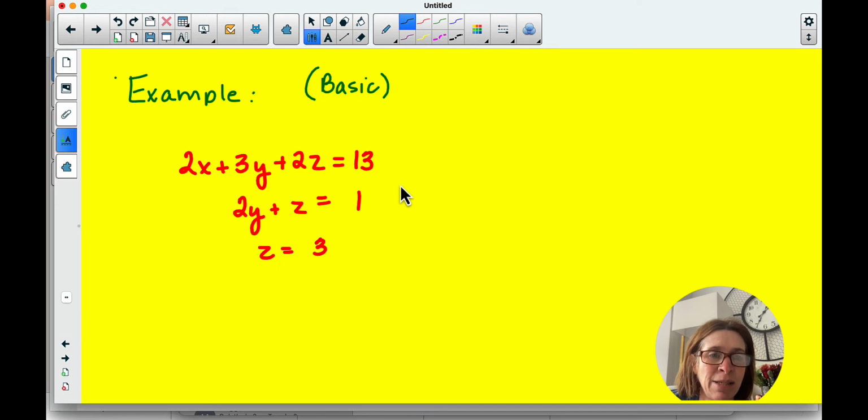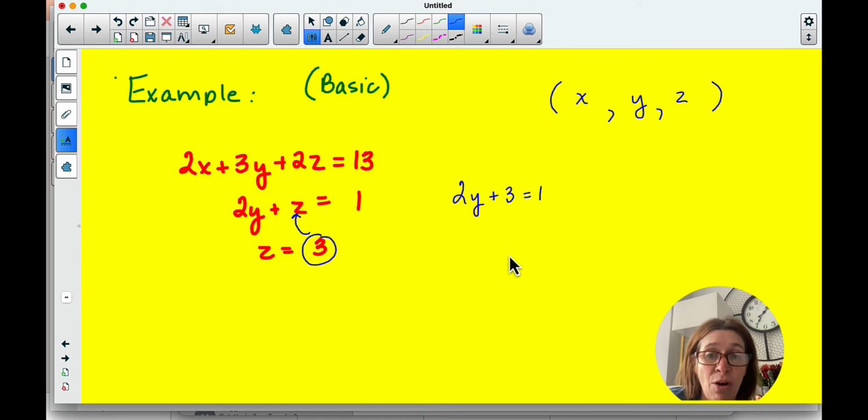I can tell I have a linear system because I have an equation that has 3 variables and then 2 other equations. They could all have 3 variables, they could have 2 variables, but when it's basic, I can see quickly that they're telling me that z is 3. So I know one of my coordinate points, and when I write the answer, I'm going to be writing it in the form x, y, and z. All right, so what I can do is I can substitute 3 into the 2nd equation. So 2y plus 3 equals 1, and then solve for y. That would give me 2y equals, I'm going to subtract 3 to both sides, so -2, and then divide both sides by 2, so y equals -1.